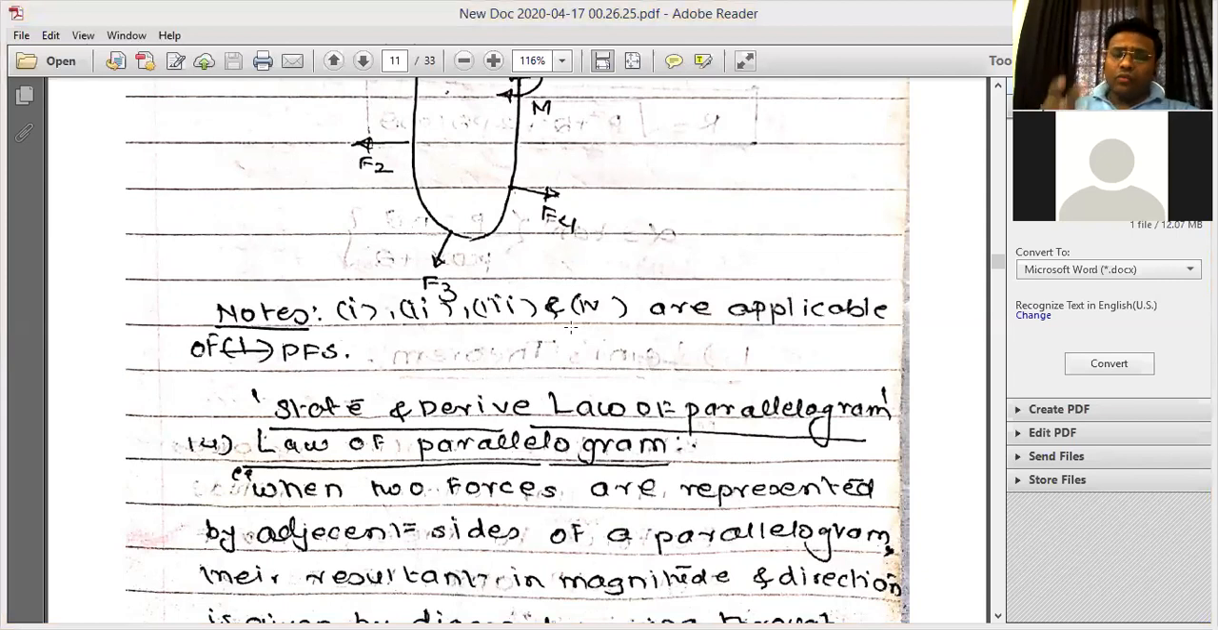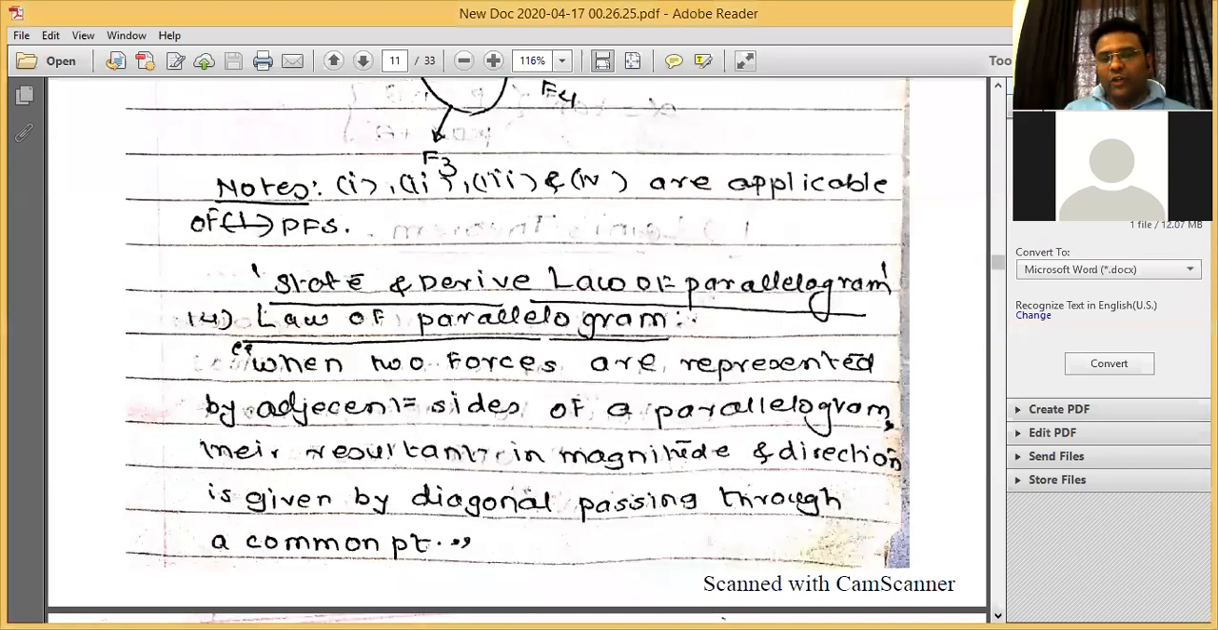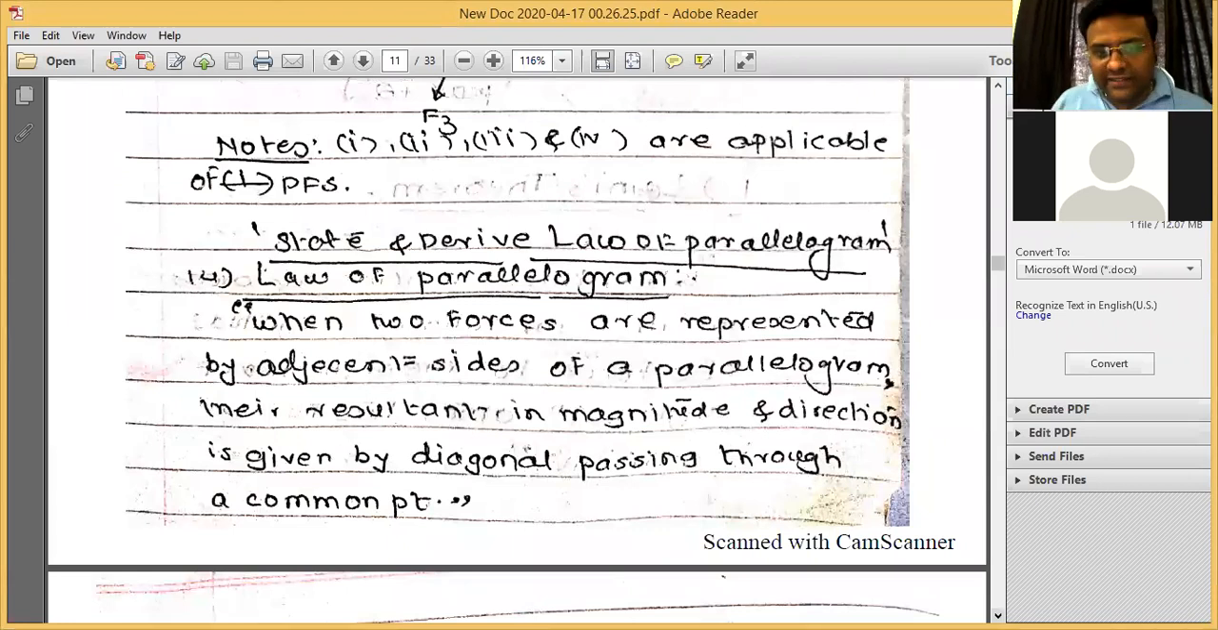Therefore, while calculating the resultant of a force, you must first understand how many forces there are. So there are various theories, various derivations, for the calculation of the force, out of which the first is given by the law of parallelogram. When two forces are represented by adjacent sides of the parallelogram, then the resultant in magnitude and direction is given by the diagonal passing through a common point. The word diagonal passing through a common point is very important, right?